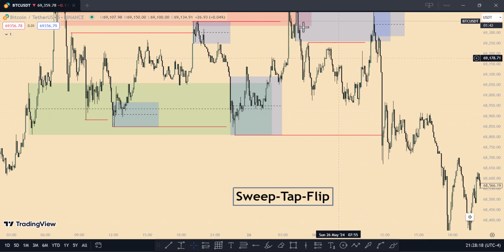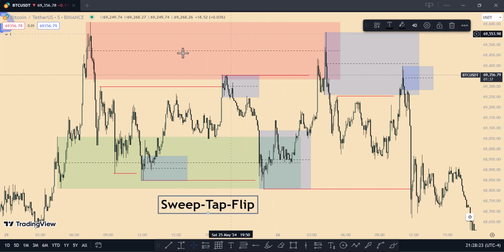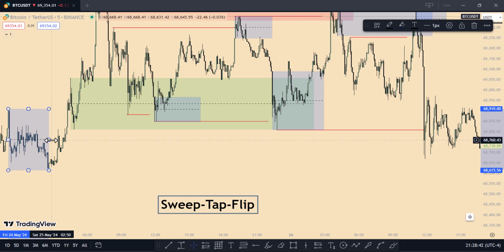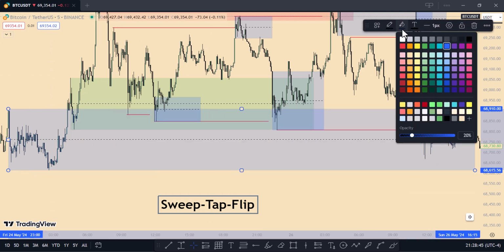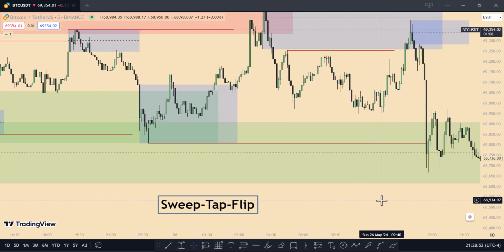So as you can see, beautiful example. This is perfect, and every single range is following the same sequence, the sweep, top, and then flip every single time, guys. Here we have the sweep, we have the top into a zone, so the first condition and the second condition is checked. Do we have a flip now? No, we don't have a flip.